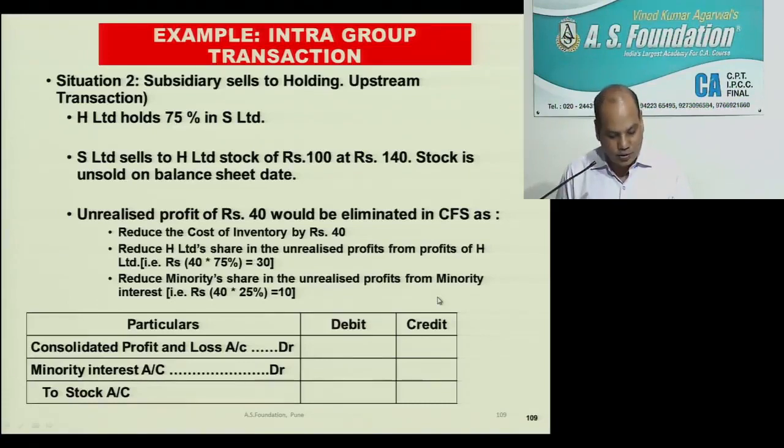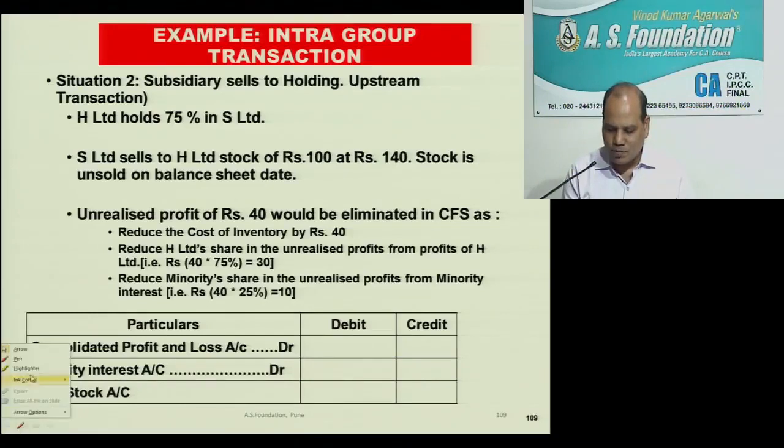How will this 40 be adjusted? So it is written also there for you. You don't have to write. Reduce the cost of inventory by 40. Reduce H Limited share in the unrealized profit from S Limited, 40 into 75%. How much? 30. Minority share in unrealized profit, 40 into 25%, 10. So the effect will be as follows. Consolidated profit and loss will reduce by 30, minority interest 10, stock 40.